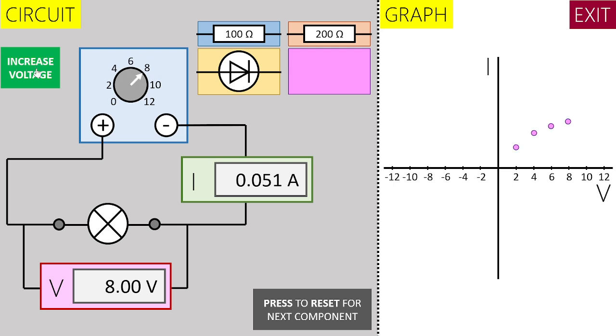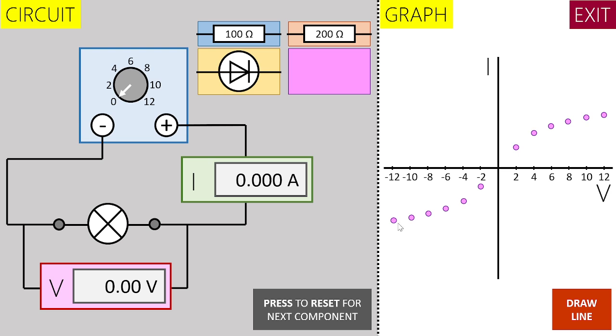As we go to higher voltages, the current increases at a lower rate. It still increases, but it doesn't increase as much. Turn off, do it in reverse, and we have the same pattern mirrored on the other side. Turn off, we draw a line.